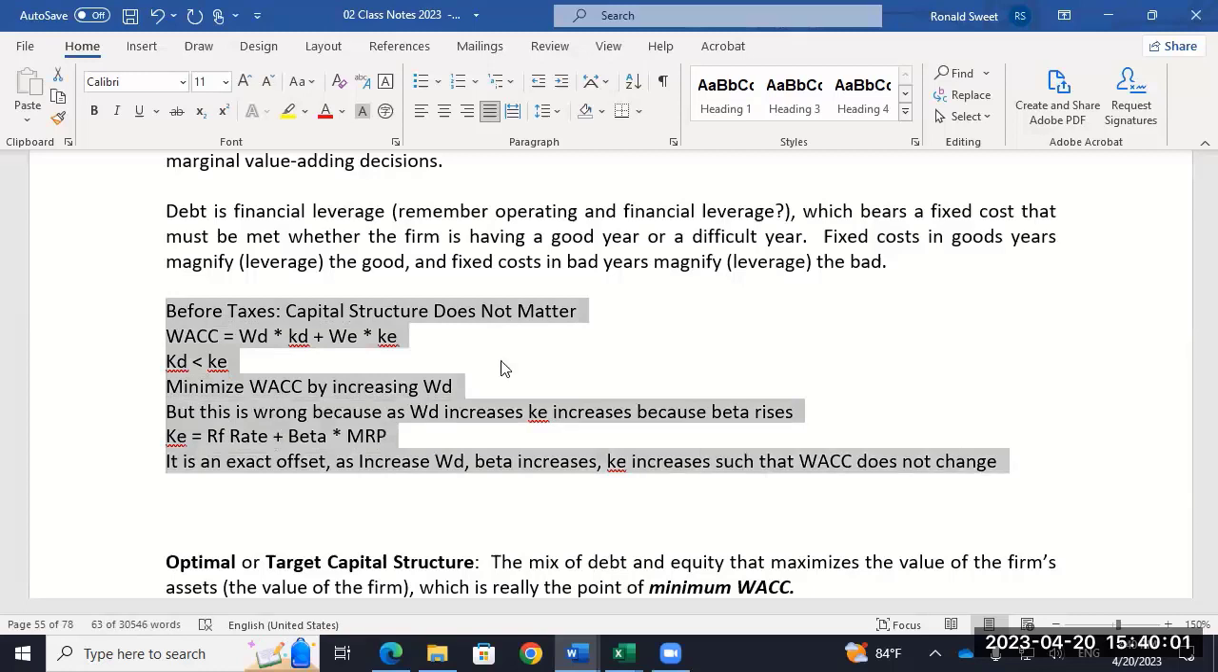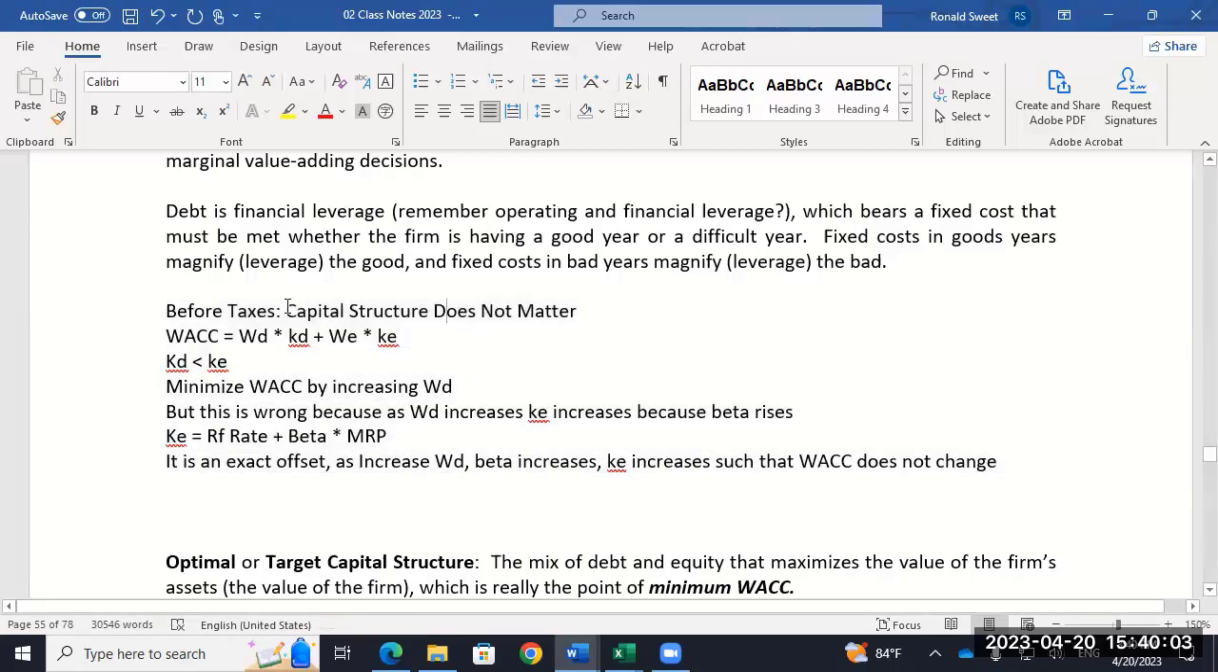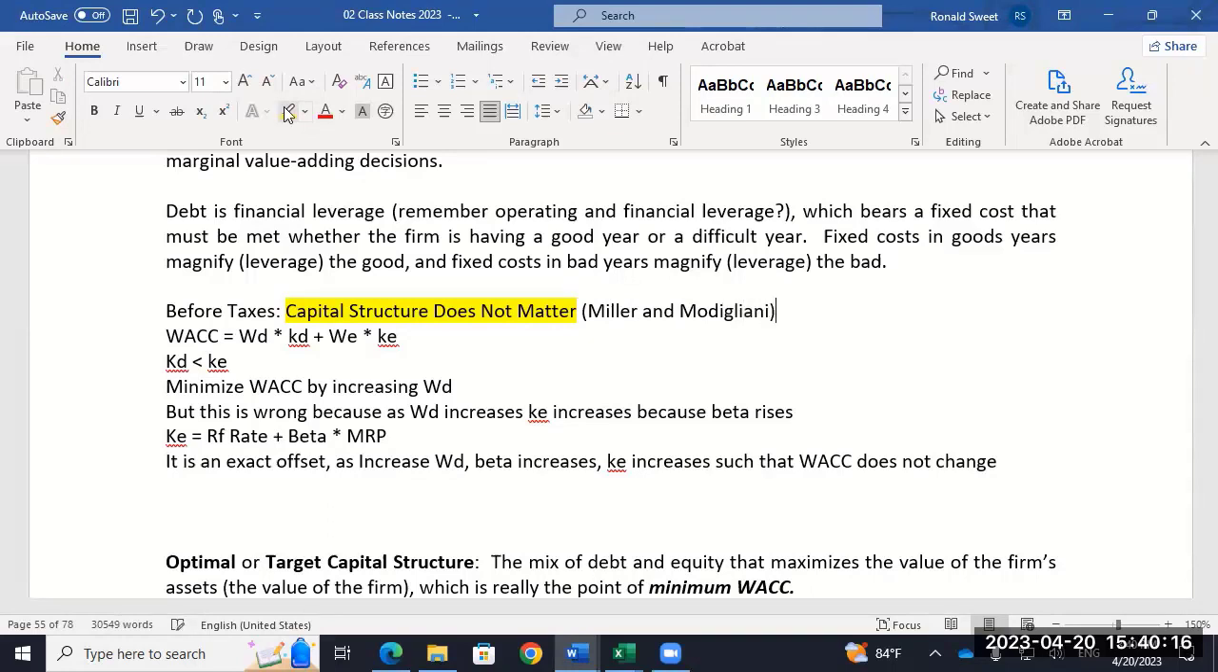That was the first conclusion of these two guys, Miller and Modigliani. His name, it's spelled exactly like it sounds, Modigliani. That was their first, they won the Nobel Prize for this thing. Does that sound like something worth the Nobel Prize? But they said it doesn't matter. Capital structure does not matter. Before taxes.